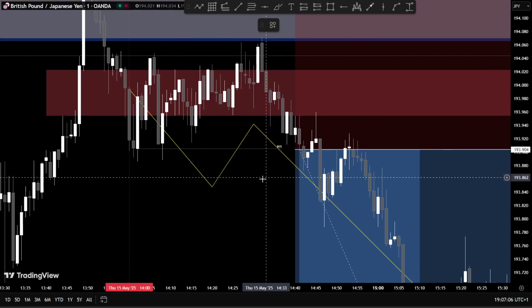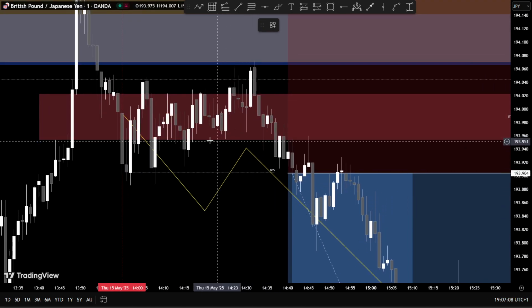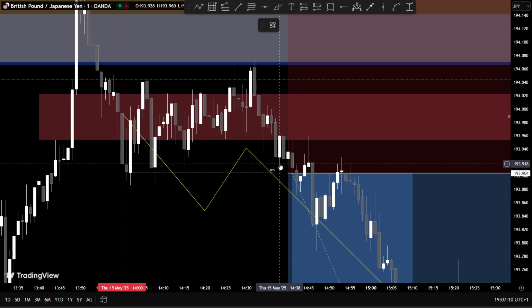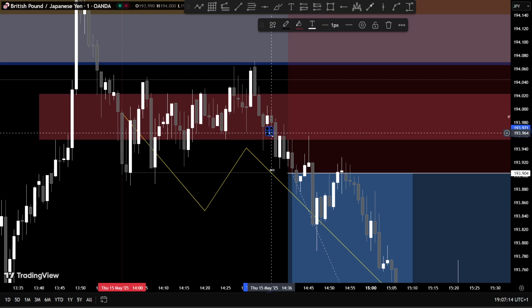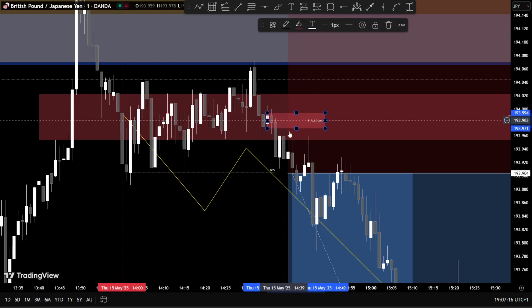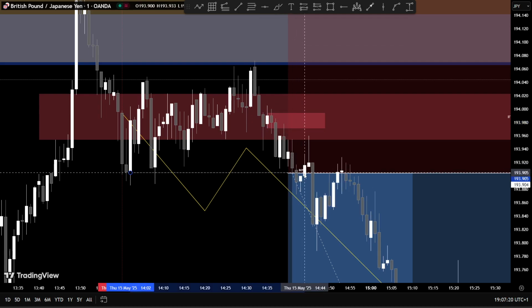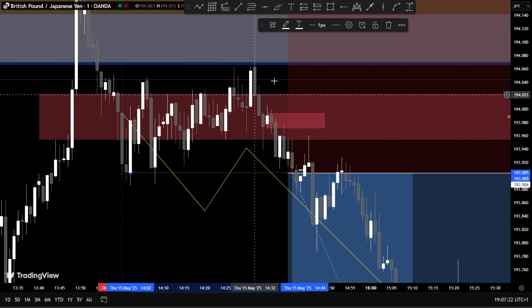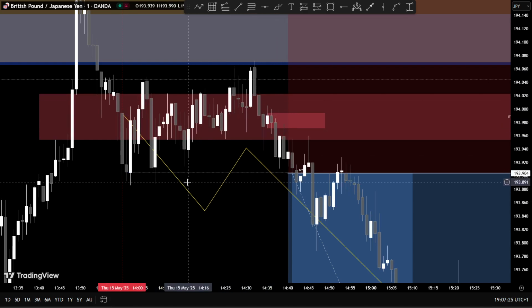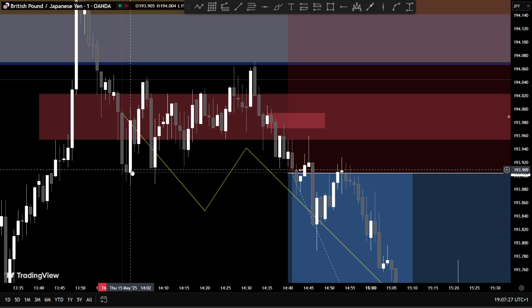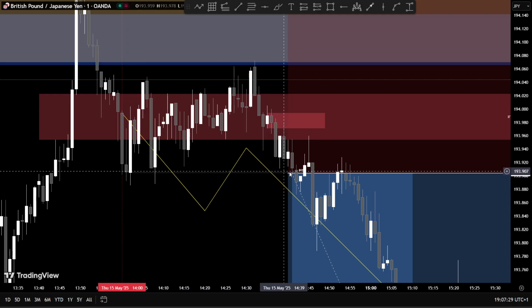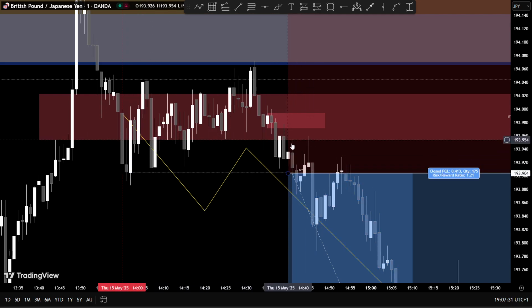What I wanted to see is, after breaking the structure right here, we traced back into this breaker block, then we headed on another time. Then after we just broke the structure, I wanted to see price break below the last candles right here. If I see a candle close, I will enter, just like that.